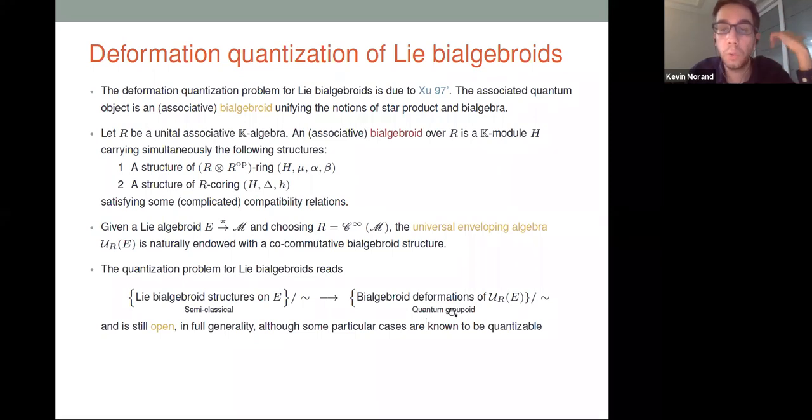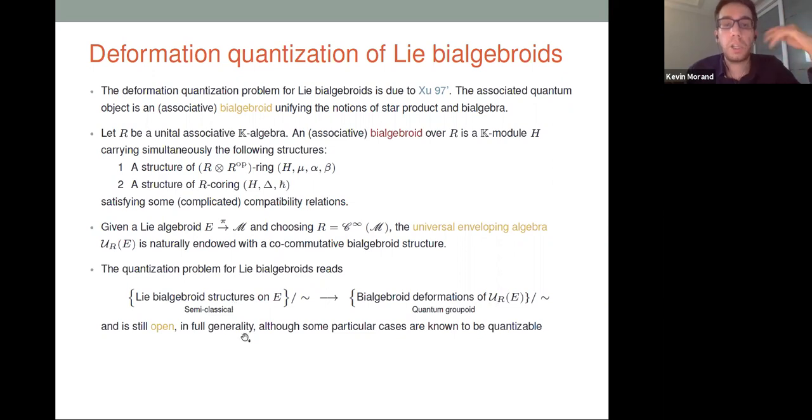So more precisely, the quantum object in this context is a quantum groupoid, which is a bialgebroid deformation of this universal enveloping algebra. And one can show that indeed the semi-classical part of this deformation is a Lie bialgebroid structure on E. So this was shown by Xu in 97. And he formulated the natural quantization problem in this case: to any Lie bialgebroid, can we always associate a bialgebroid deformation or a quantum groupoid?